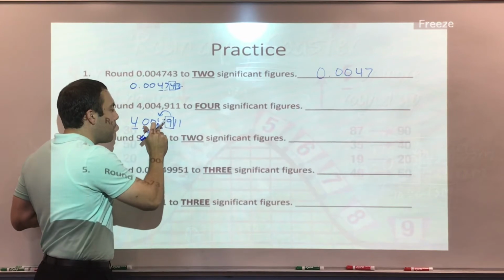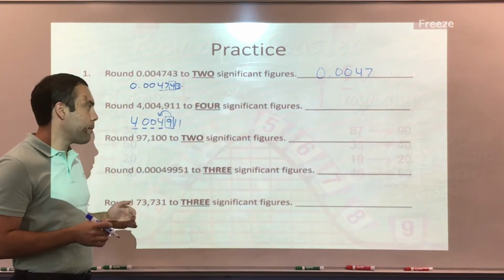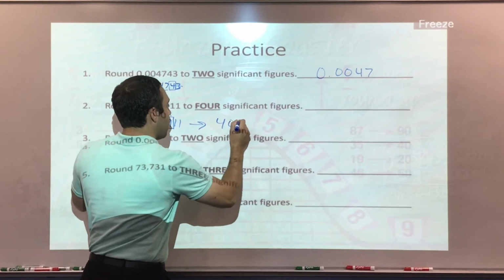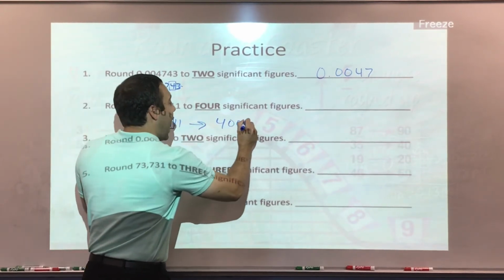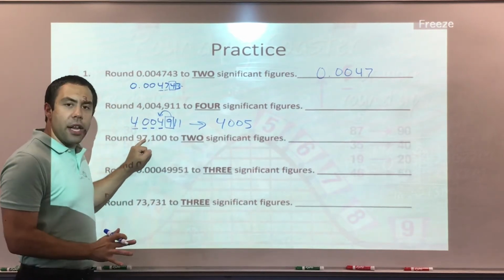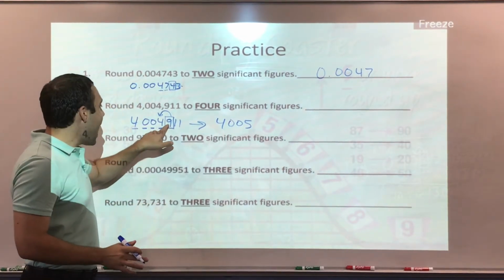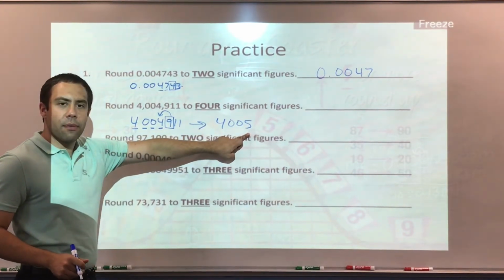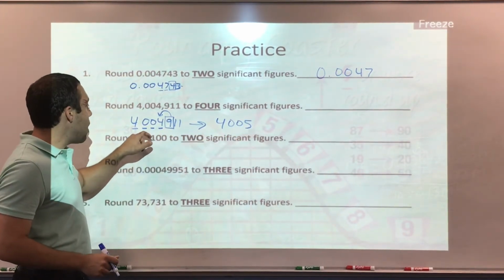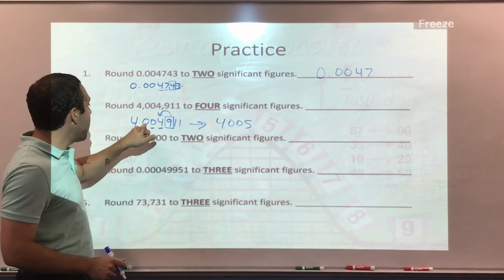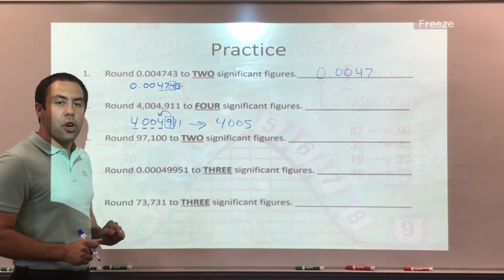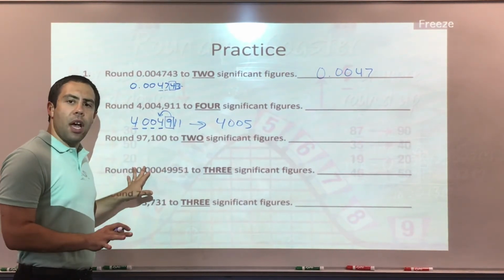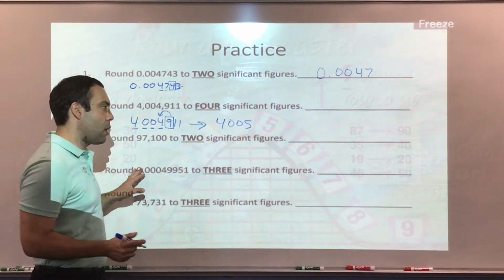This 9 makes this 4 become a 5. So our final answer, 4005, but just like before, you can't get rid of these 3 places. 4005 is a much different number than 4,004,911. So these numbers become insignificant zeros.